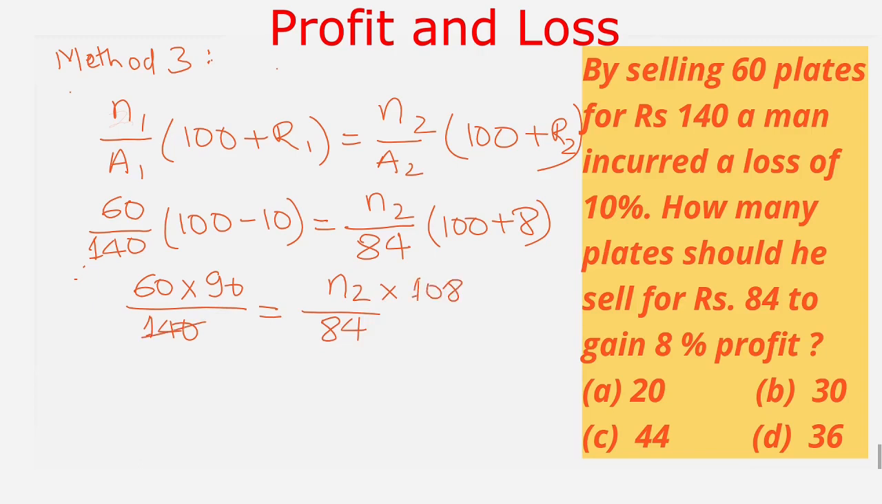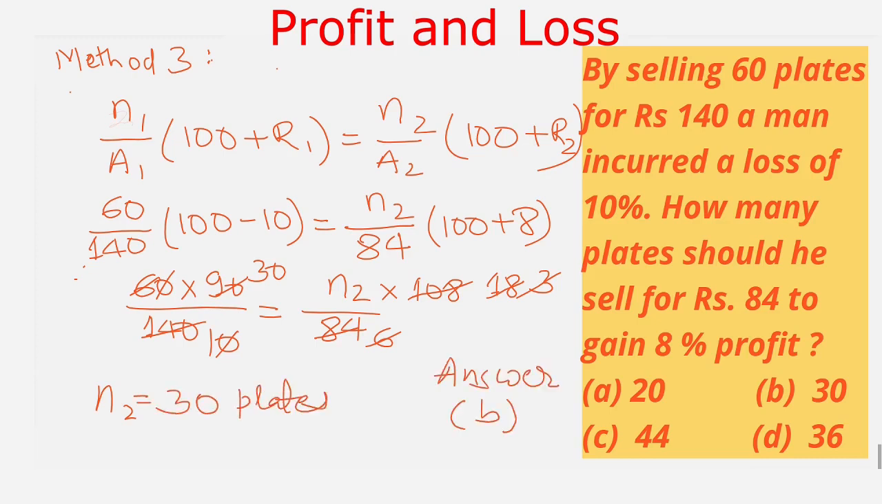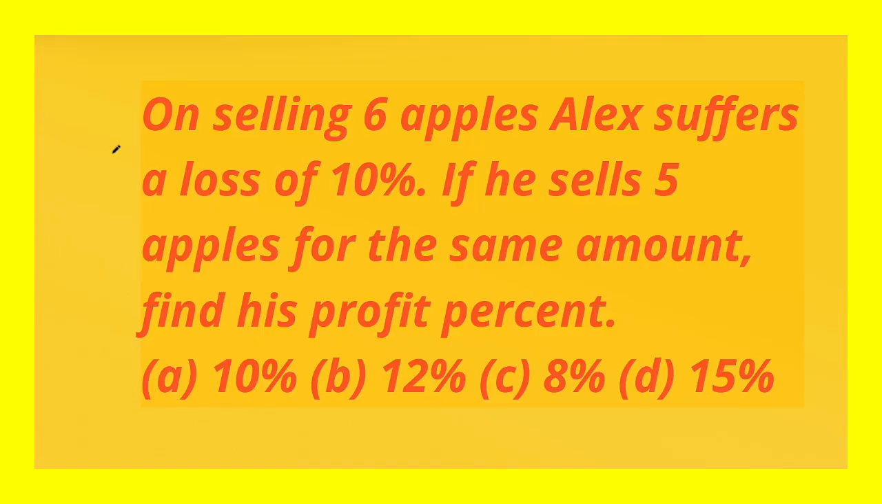14 divides 140 for 10 times and 84 for 6 times. 0 of the denominator is cancelled by 0 of the numerator. 6 cancels 108 for 18 times and another 6 cancels 18 for 3 times, and this 3 cancels 90 for 30 times. This gives N2 equal to 30 plates. And from the given options, our answer is option B. We go to the next question.